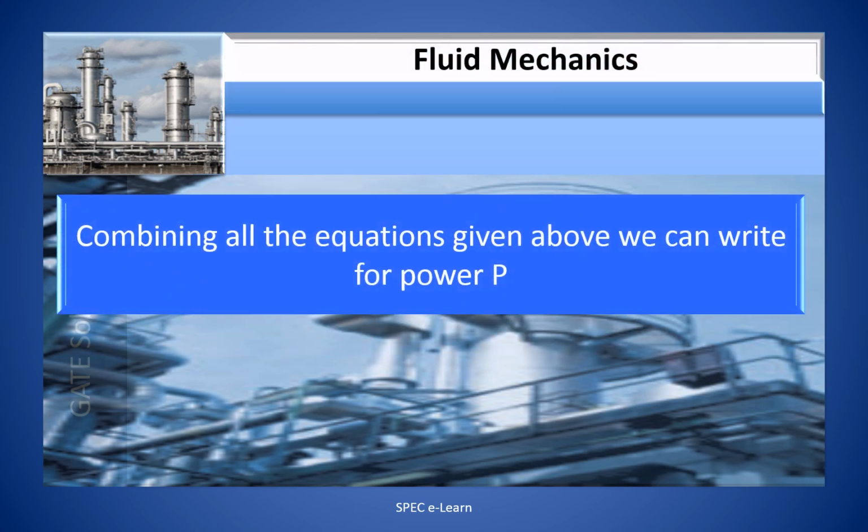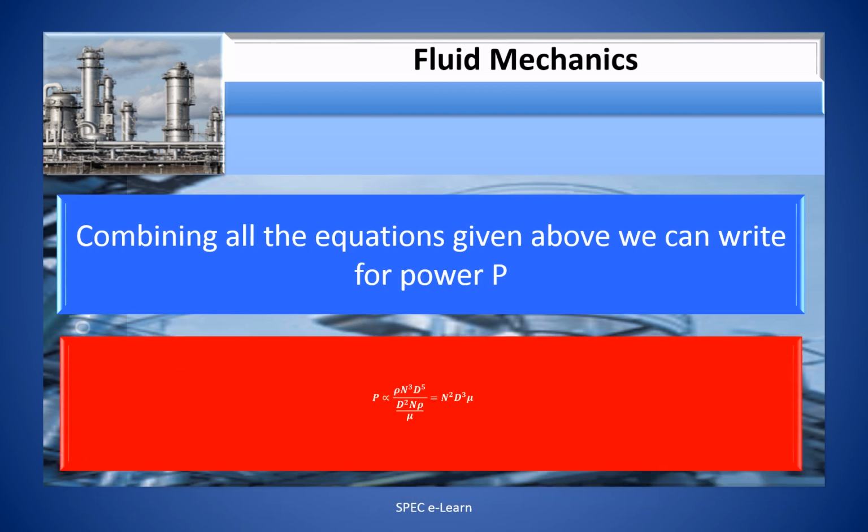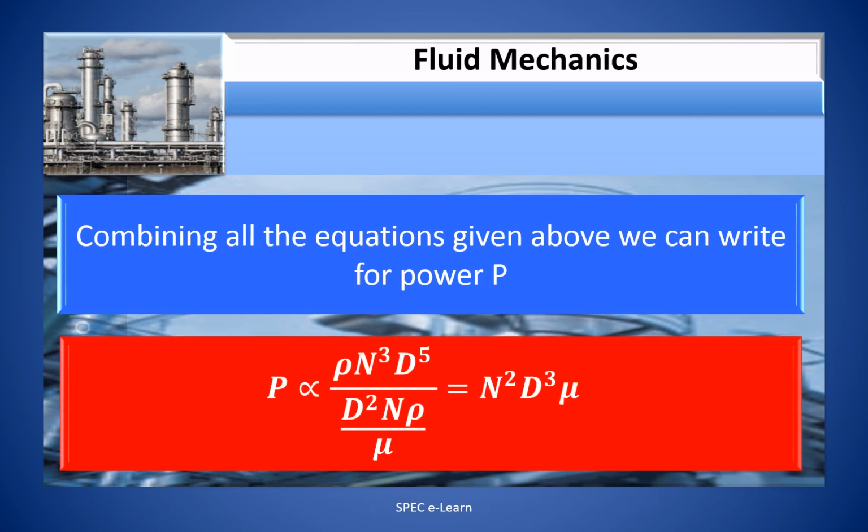Combining all the equations given above, we can write for power P, P proportional to rho times n to the power 3 times d to the power 5 divided by d squared n rho divided by mu, which simplifies to n squared d cube times mu.